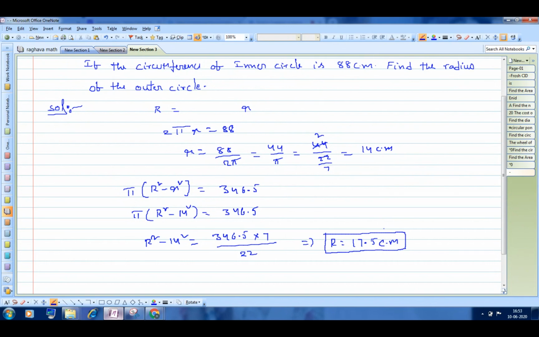Is it clear? Tomorrow, in the next class, we are going to start a new topic. I think enough practice over the circles, basics. We are going to sectors. How to find out the sector area, segment area, that we are going to discuss. What is a sector? What is a segment? Anyone can tell? We'll wind up the class with that discussion.